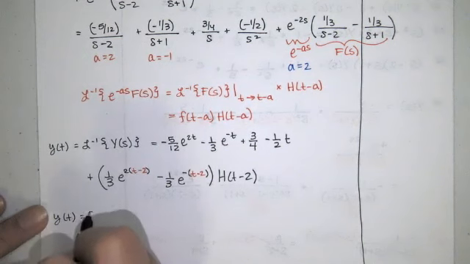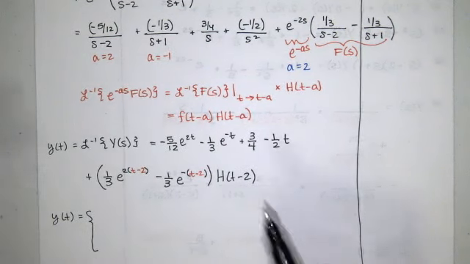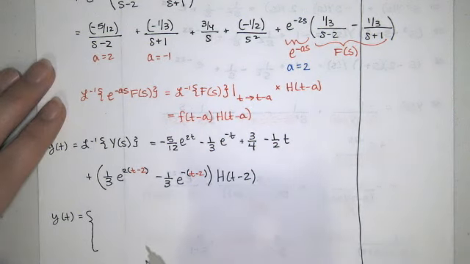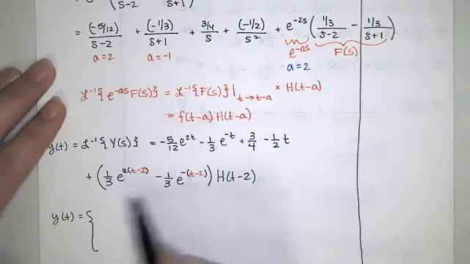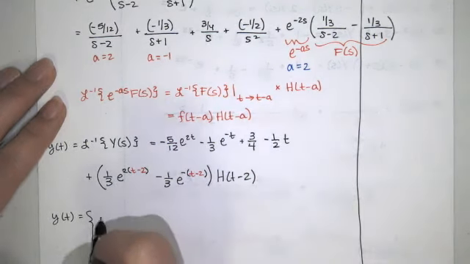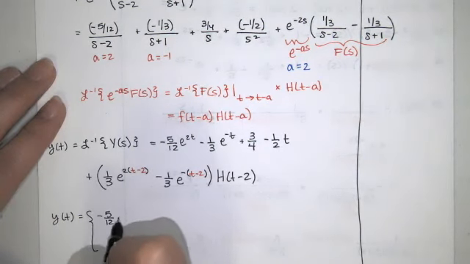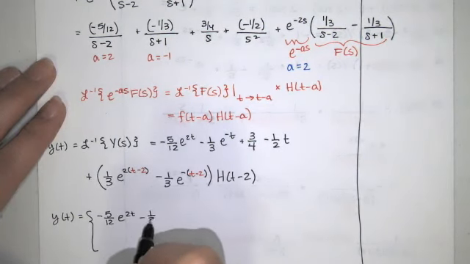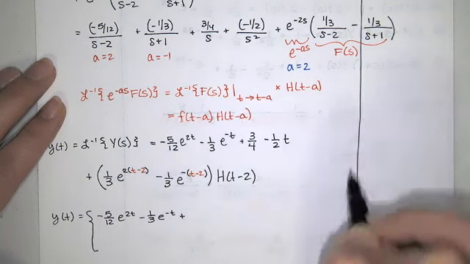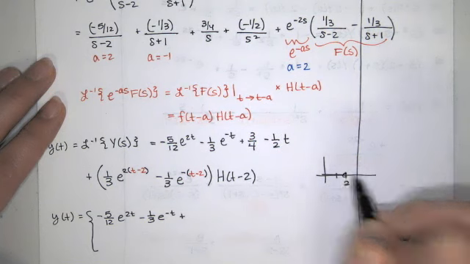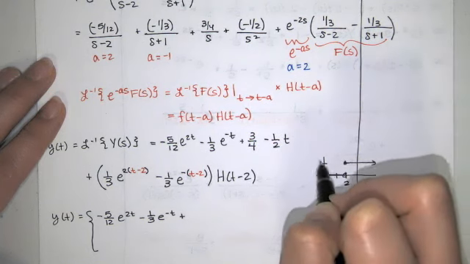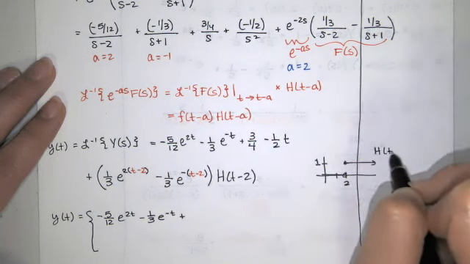We want to write it as a piecewise function. Well, there will be two intervals, one interval from 0 to 2, the other interval from 2 to infinity. On the interval from 0 to 2, we just have this plus this times 0. So we just end up with that function there. Because remember, the Heaviside function is 0 until you get to 2, and then it's 1. That's the Heaviside function at t minus 2.